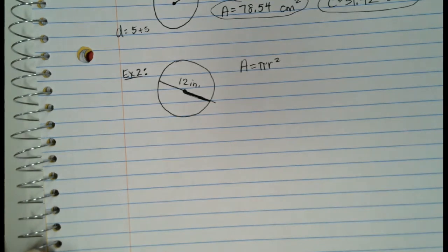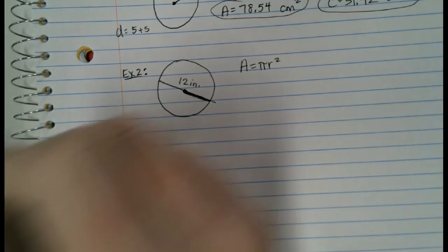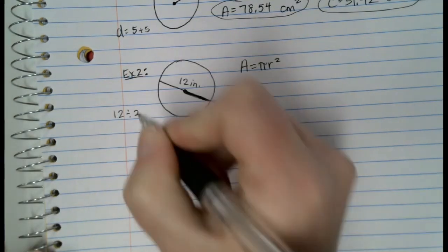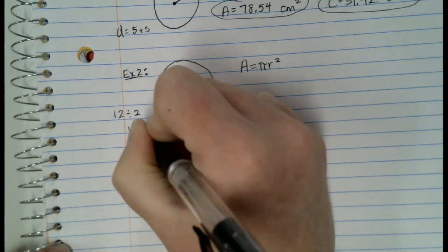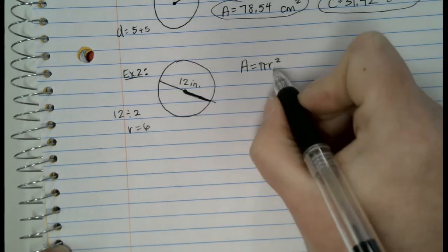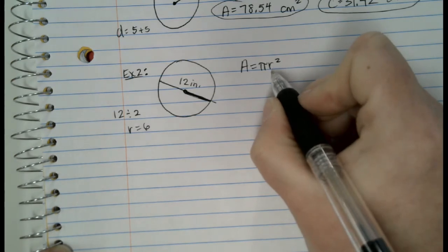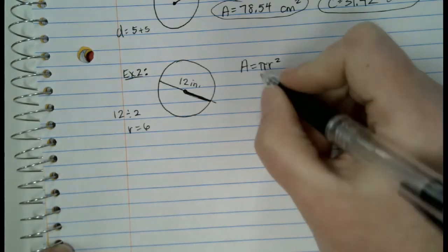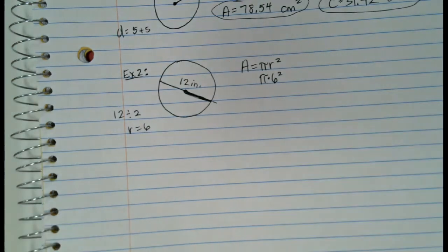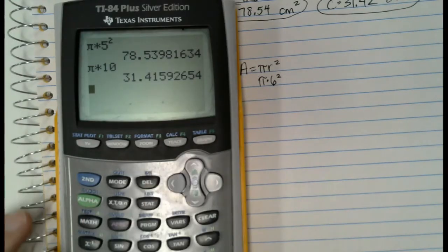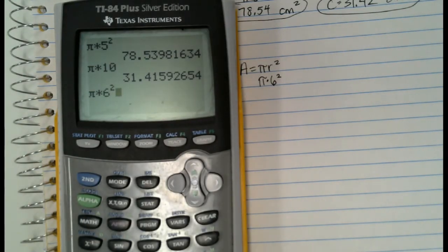Minus whatever the half is if we knew what it was. But yeah, you divide. You divide it by 2. 12 divided by 2, that cuts it in half. And that gives us a radius of 6. So 6 is what we need to plug in. Make sure you plug in the correct numbers, okay? 6 is what goes there. So pi times 6 squared is what we will type in. Pi times 6 squared.